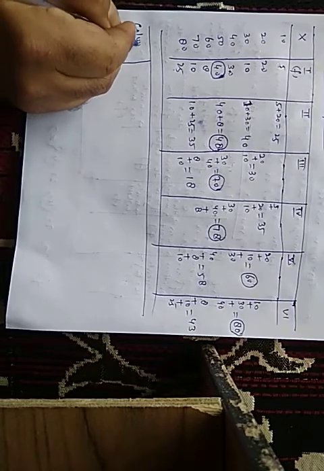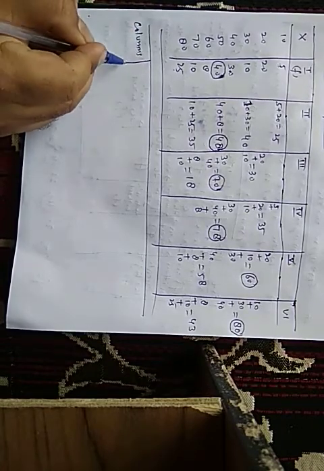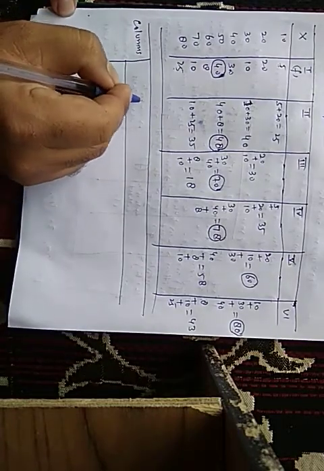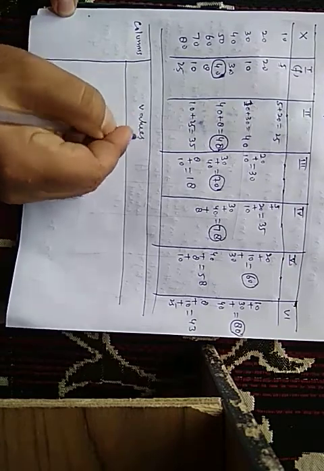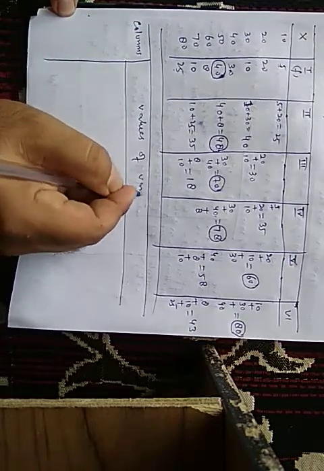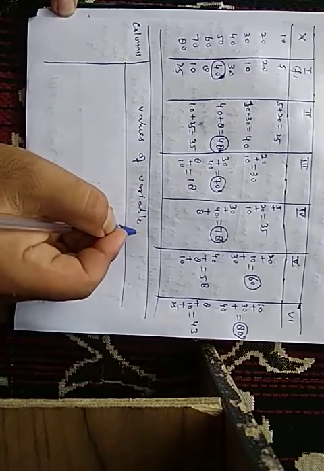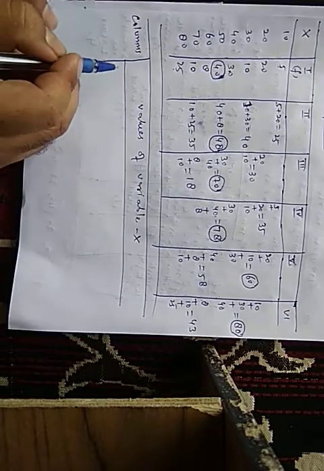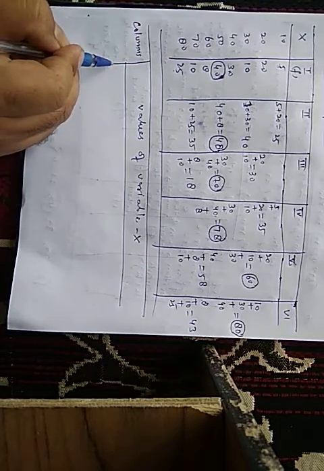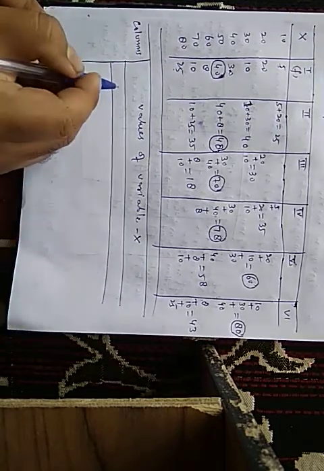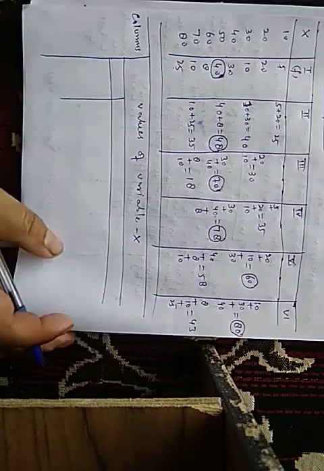Columns. Here we will write the values of variable x. Value of variable x, which is equal to 10, 20, 30, 40, 50, 60, 70 and 80.